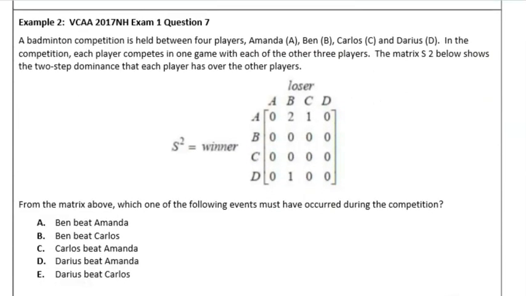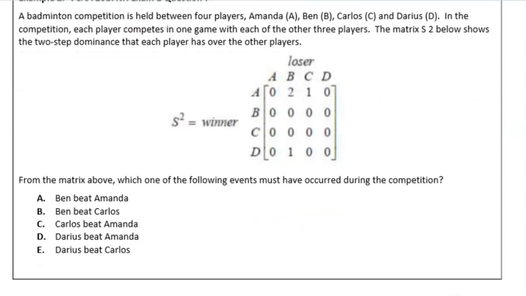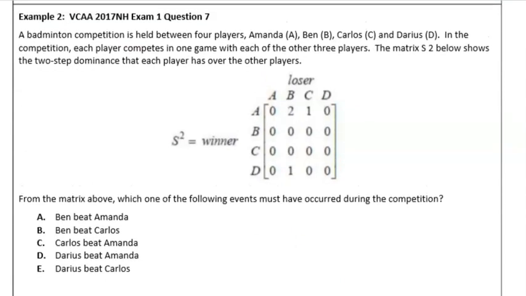With this next example, the last example that we'll look at now, we can see this is a VCAA 2017 paper. Again, a question from exam 1, and this is question 7. So again, towards the end of the section. This one, a badminton competition, is held between 4 players, Amanda, Ben, Carlos and Darius. In the competition, each player competes in one game with each of the other 3 players. The matrix S squared below is showing the 2-step dominances that each player has over the other players. So really important to note that this is your 2-step dominance here, not your single.